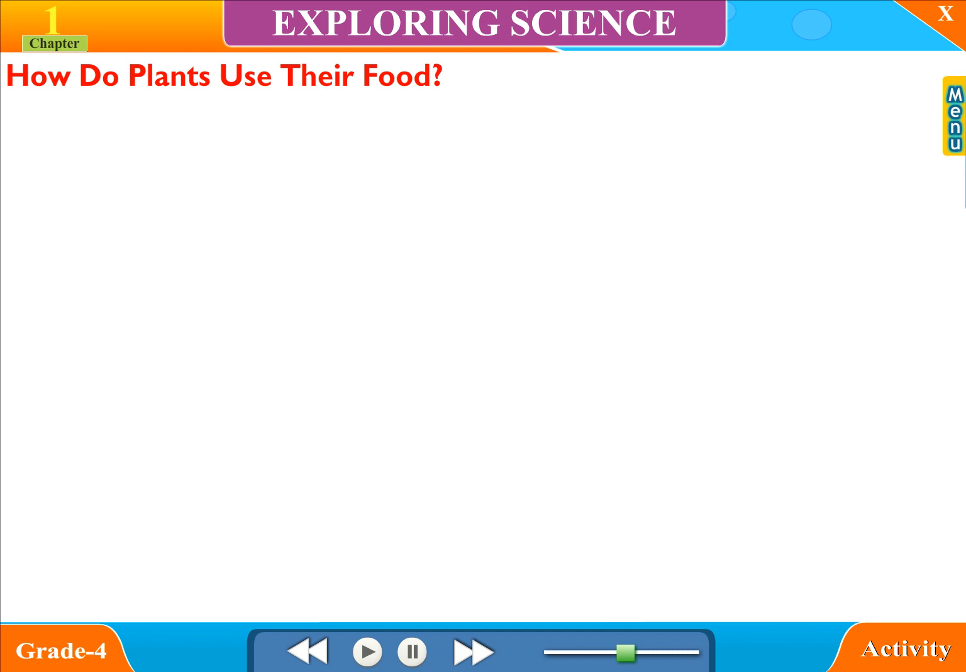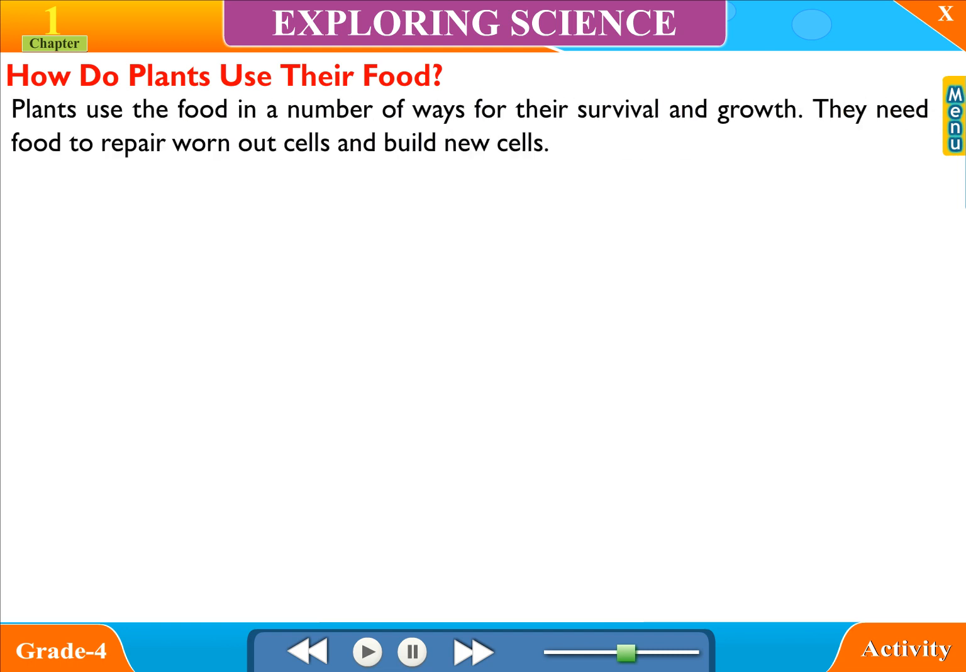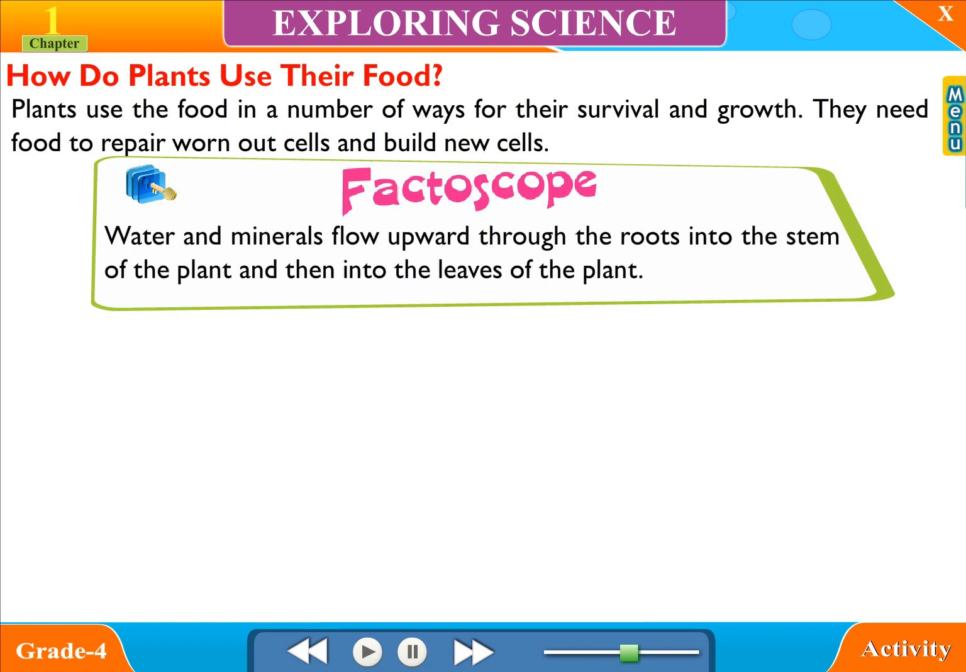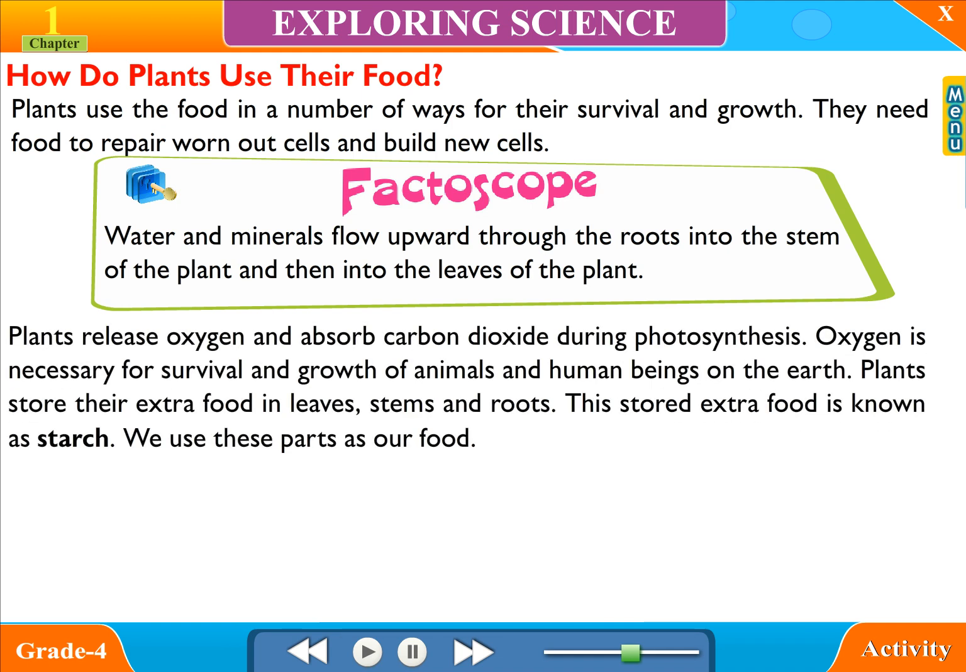How do plants use their food? Plants use the food in a number of ways for their survival and growth. They need food to repair worn-out cells and build new cells. Water and minerals flow upward through the roots into the stem of the plant and then into the leaves of the plant. Plants release oxygen and absorb carbon dioxide during photosynthesis. Oxygen is necessary for survival and growth of animals and human beings on the earth.